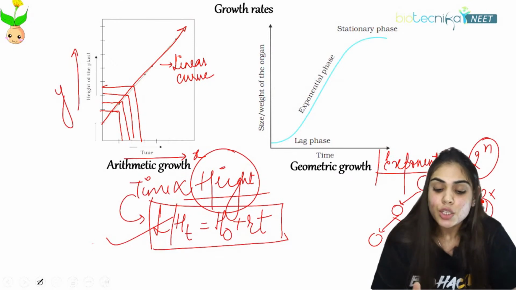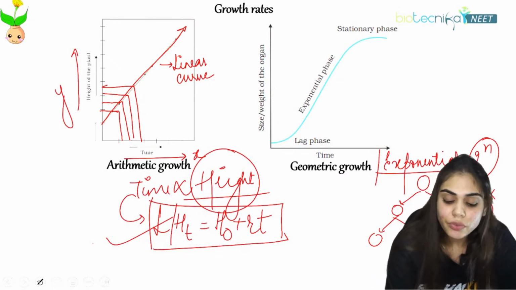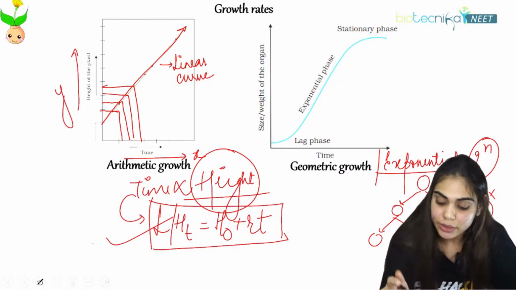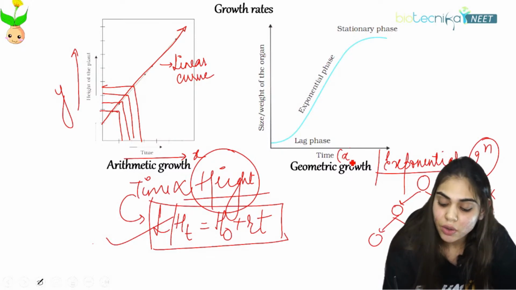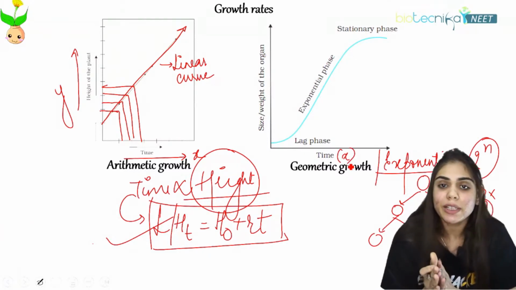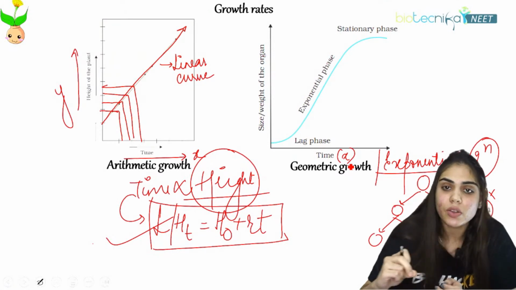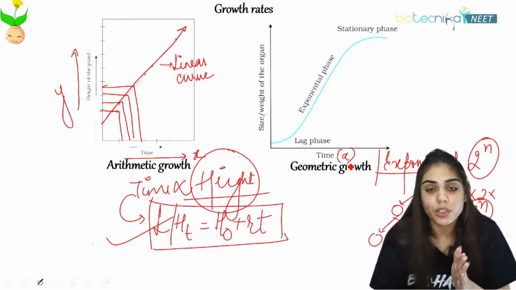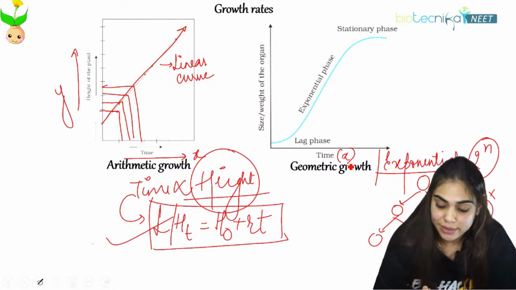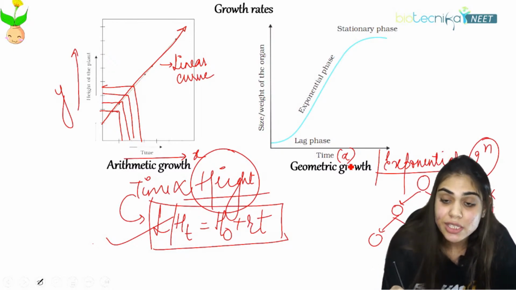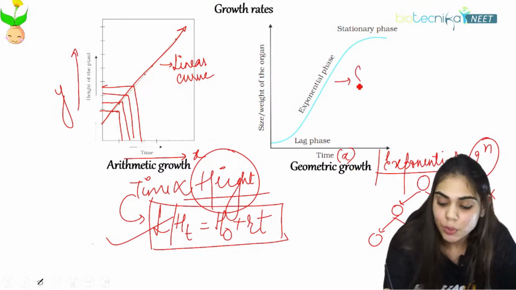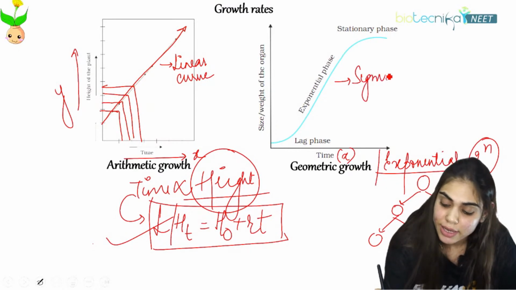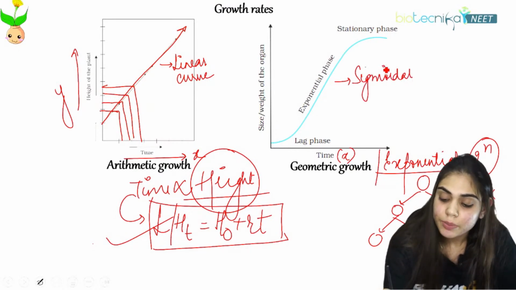Exponentially it is dividing. So when we plot the height or weight of the organ of a plant with respect to time, that is again on the x-axis, because the variable we are taking is always on the x-axis, and the constant one is always on the y-axis. So when we plot, we'll get the sigmoidal curve here. What is the sigmoidal curve? We'll also call it the S-shaped curve.